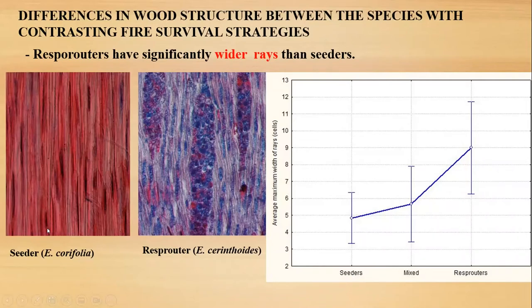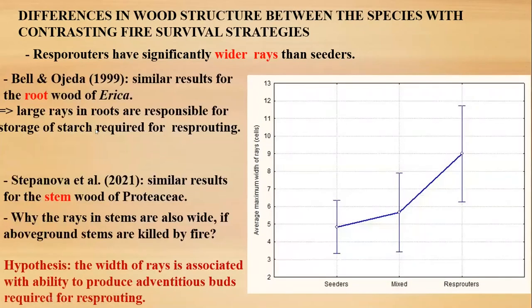And from the picture, we can see that the seeders have narrow rays, while the resprouters have broad rays. So we can infer from the report, the result of Bell and Ojeda, on their work on root wood of Erica, they said that large rays in roots are responsible for storage required for their resprouting. So from our work, we are trying to infer that maybe it's because of the storage responsibility of the rays. That's why it makes them have the wider rays that are observed within them.